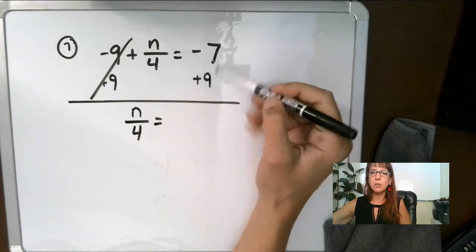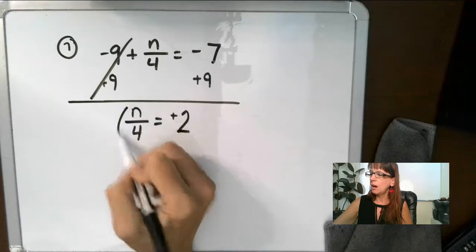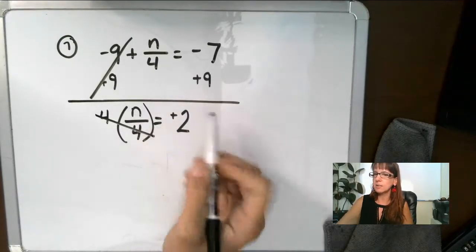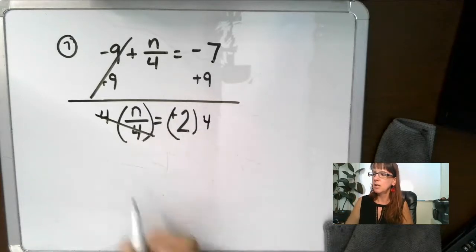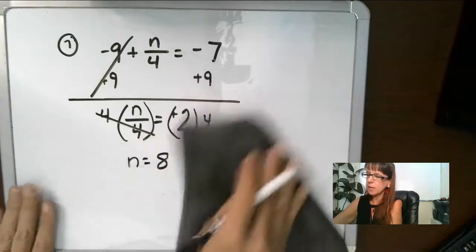Equals, which team is larger? Our positive team, and by how many? By 2. Now we do the opposite of divide, which is multiply. These guys go here, this goes here. Now we get N equals 8. N equals 8. Okay, I think you've got the hang of this.